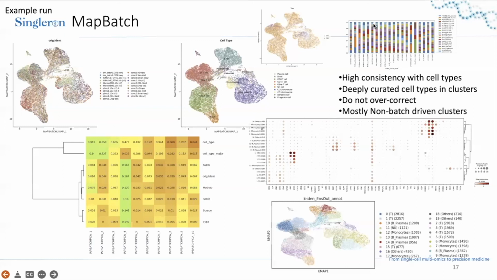And actually most of the clusters are not batch driven. So it tells you it does the correction, and it does the correction very well, but it does not overcorrect. It still gives you biologically meaningful results. So as you see, the clusters are automatically annotated once this program runs through. And again, it returns the PC regression results, which show that the high variance is explained by the cell types, and it is less explained by the different batches.